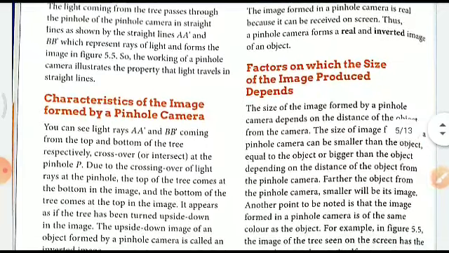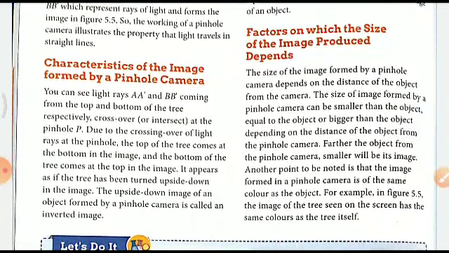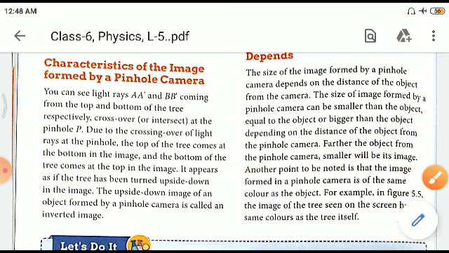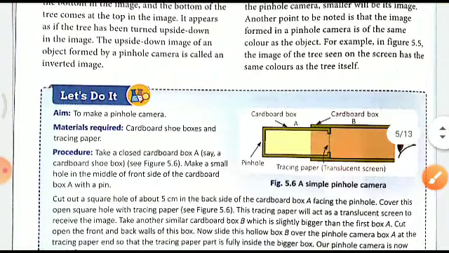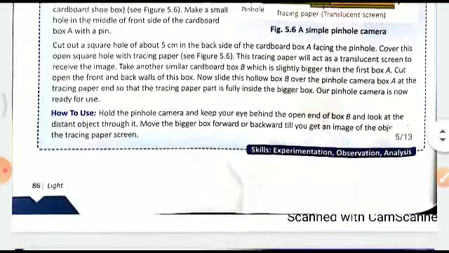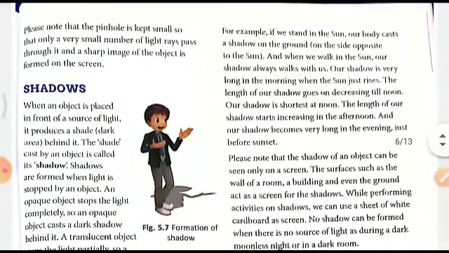The size of the image formed by a pinhole camera can be smaller than the object, equal to the object, or bigger than the object, depending upon the distance of the object from the pinhole camera. The farther the object from the pinhole camera, the smaller will be its image. Now these are the golden lines here, which you need to remember, right? Okay, now this is another way of forming a pinhole camera. Materials required are, you can see this and you can try it out, right? And let us move ahead to the wonderful world of shadows, right?